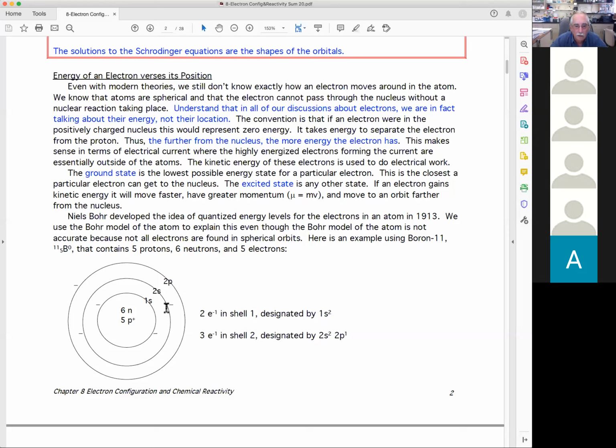Does the electron have to be in the valence shell to be considered in the excited state? No, because those electrons that are associated with electrical current, those are valence electrons, and they're not even in the orbits anymore. Okay.